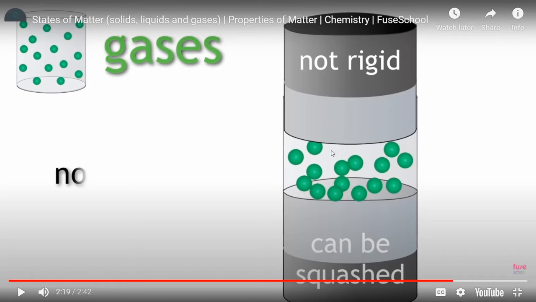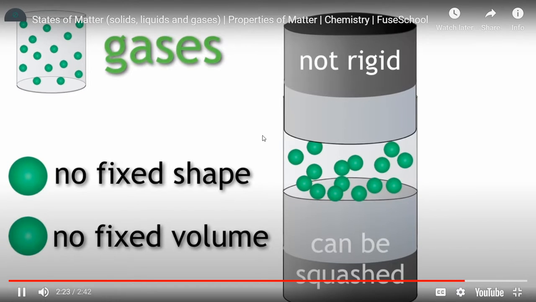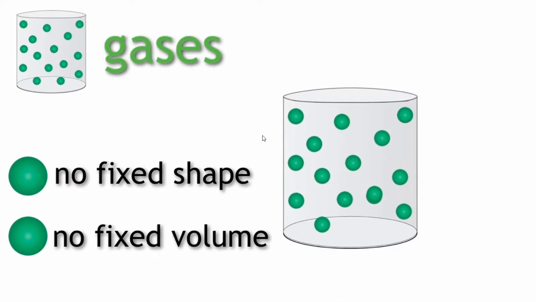The reason why it can compress is, remember, it used to have a bunch of space in between these particles, and you just put enough pressure and you can easily compress any gas. Gases do not have a fixed shape nor a fixed volume. They fill the whole space they are in.